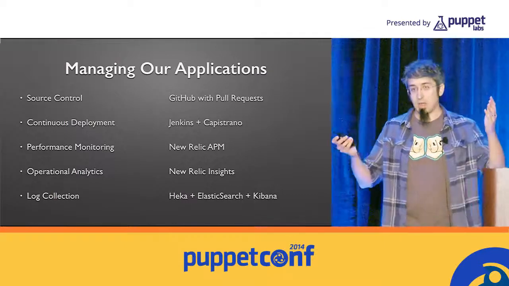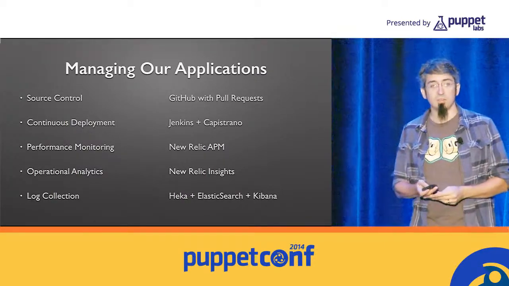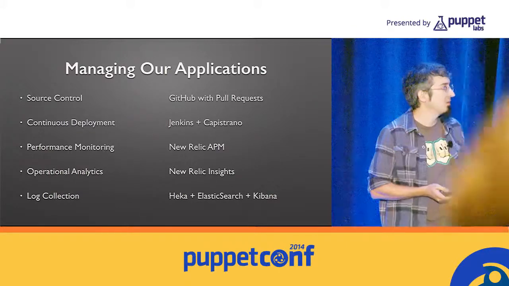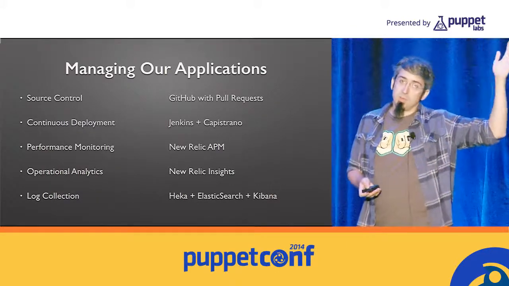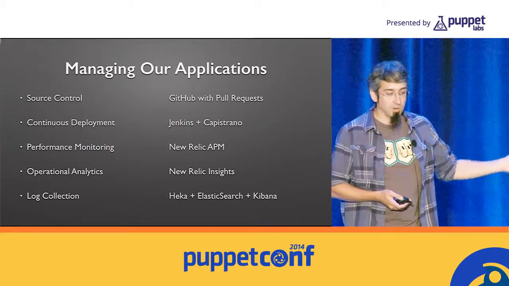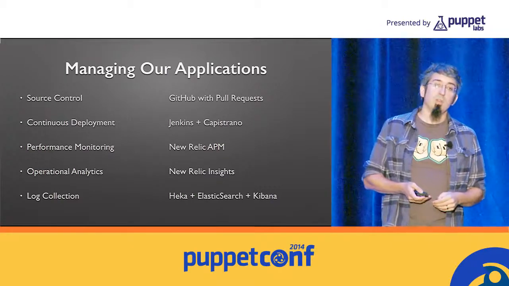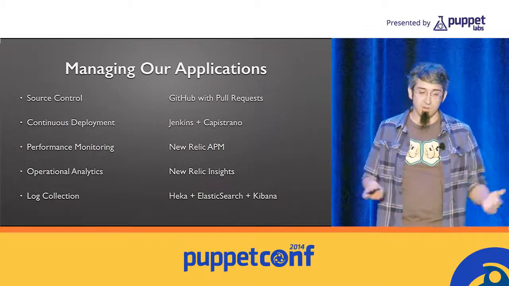So these are how we do this at New Relic. Every company is different. I'm sure your company has a slightly different set of these, but these are relatively normal. For our source control, we do GitHub. We run GitHub Enterprise, and we rely very heavily on the pull request model. For continuous deployment, we have Jenkins, which runs Capistrano jobs. It's very, very straightforward.